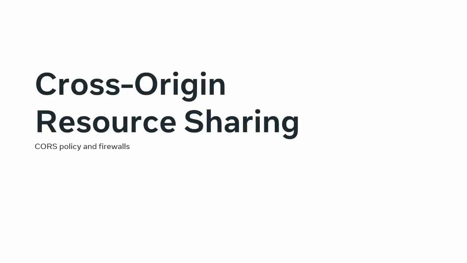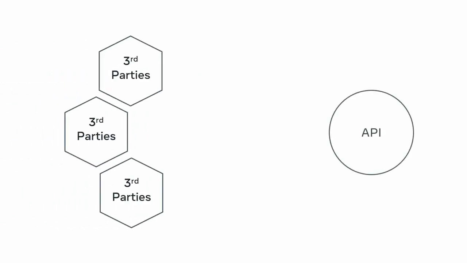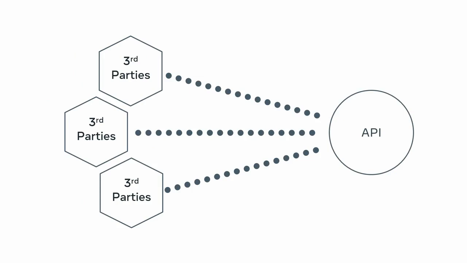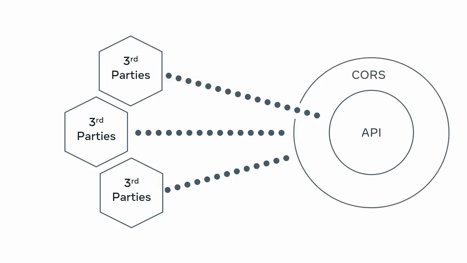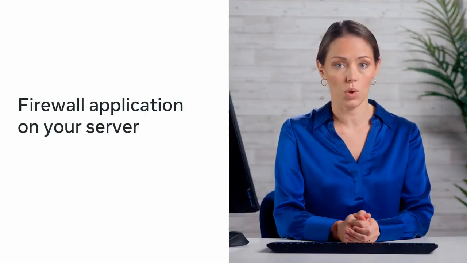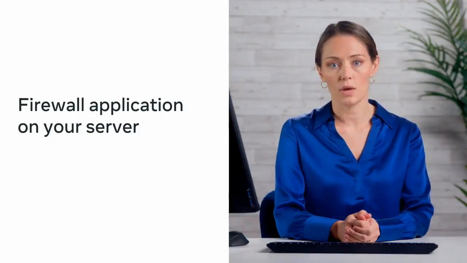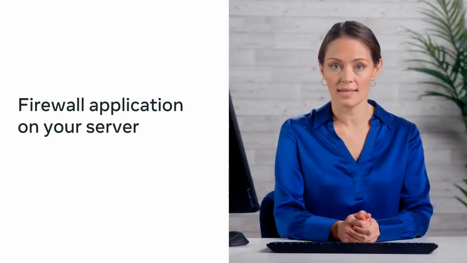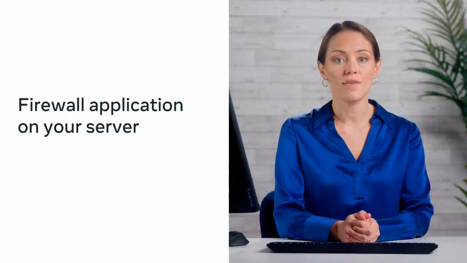Last is the cross-origin resource sharing or CORS policy and firewalls. When you design an API, you can accept calls from everywhere, or by configuring the CORS headers, you can only accept calls from some specific domains. And finally, another security measure that you can use is firewalls. If you want to ensure that only specific IP addresses can access your API, you can use a firewall application on your server.